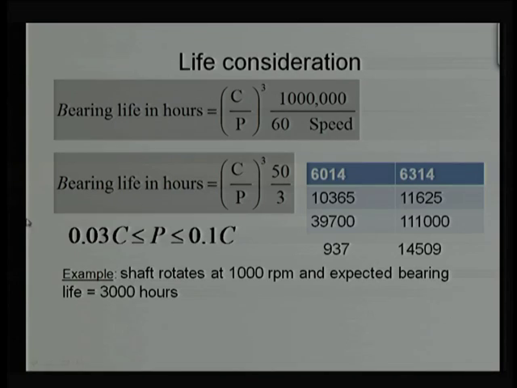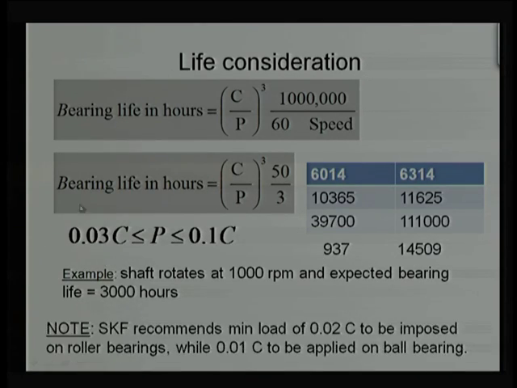However, as I mentioned, 0.03 is not a firm rule, because we have seen the SKF catalog. They recommend 0.02 C to be imposed for roller bearings. The roller bearing minimum load needs to be 2% of C. However, slightly lesser is applied for ball bearings. For ball bearings they recommend 1% of C. The load needs to be more than 1% of C, and for roller bearings it needs to be more than 2% of C.